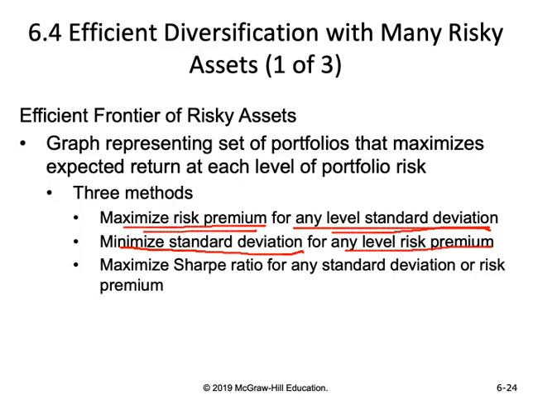And then the third goal we might have is to maximize the Sharpe ratio for any standard deviation or risk premium. You remember Sharpe ratio is really a benefit to risk ratio. It's the return of the portfolio less the risk-free return divided by standard deviation. So we can try to max, and standard deviation is risk. So that's the best. Sharpe ratio is return per unit of risk, we could say.